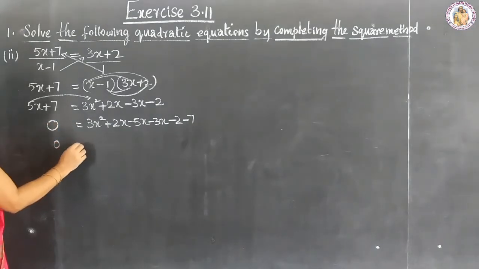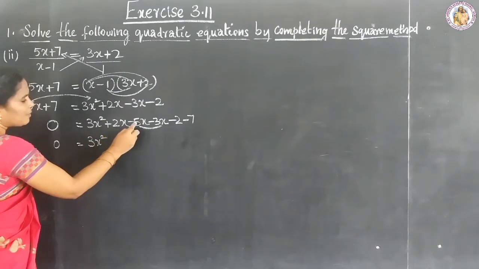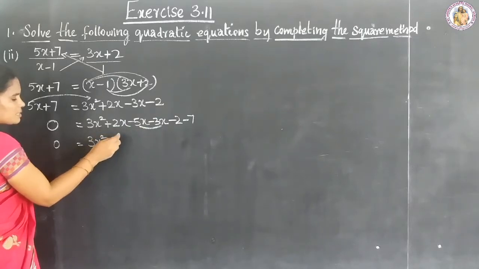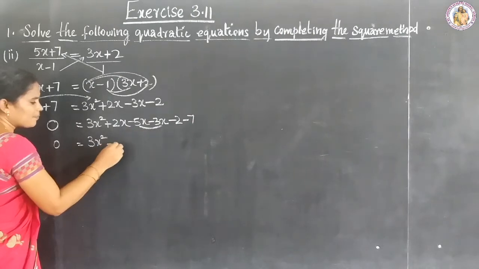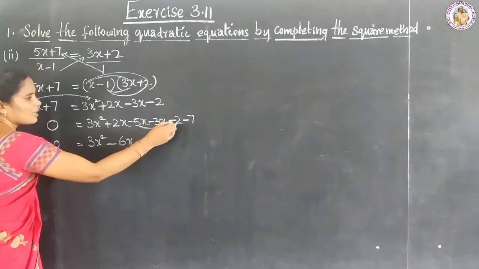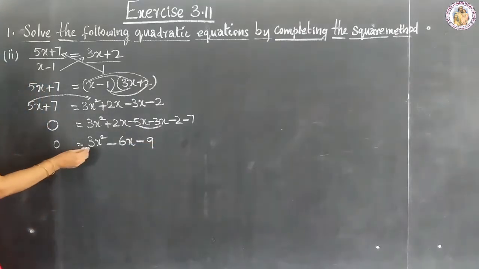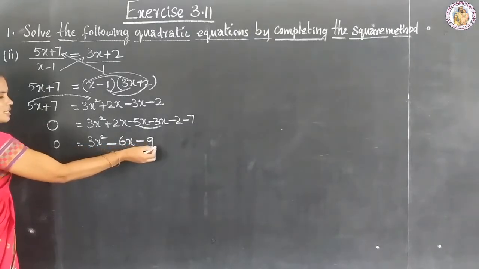So 0 is equal to 3x square. Same sign, add: minus 5x minus 3x, that is minus 8x, plus 2x, so 8x minus 2x is 6x. Since 8x is greater, it is minus 6x. And here we have the same sign, add, minus 9. So each term is a multiple of 3: 3 1s are 3, 3 2s are 6 and 3 3s are 9.